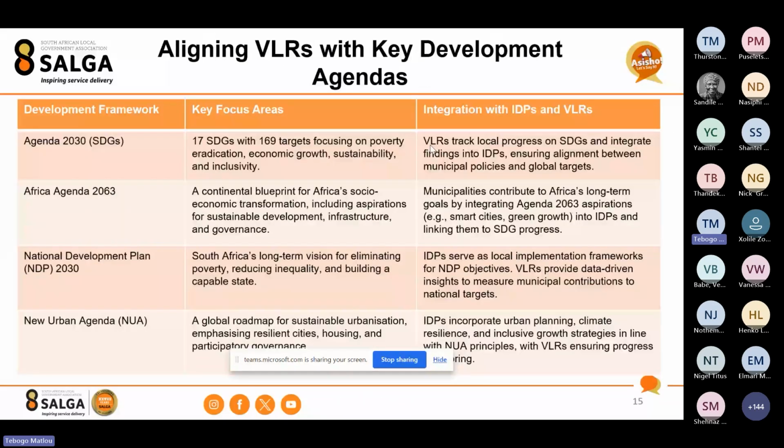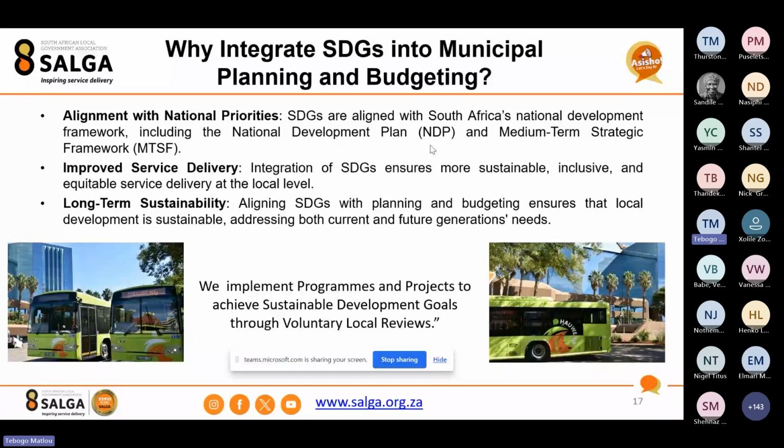Here you see the NUA, a global roadmap for sustainable urbanization, emphasizing resilient cities. We need to work together, and it shows the integration with IDPs and VLRs to incorporate urban planning. That must be in line with the NUA principles, while the VLR ensures progress in that matter. I'm going to play the video, Chair. The people can listen because we normally call it a bioscope. So I will charge for that service to everybody who opens it.